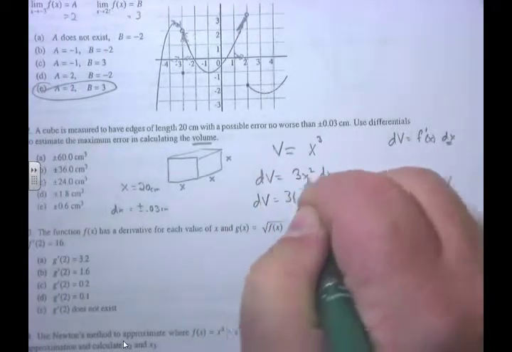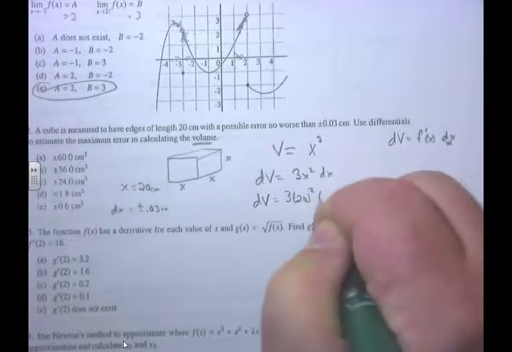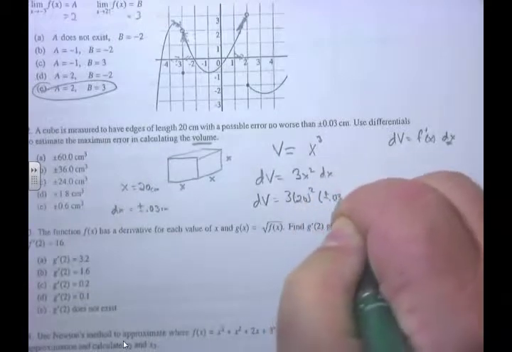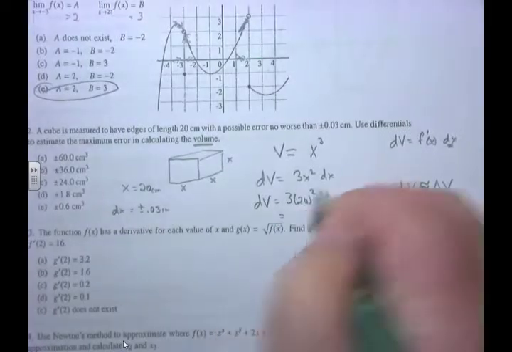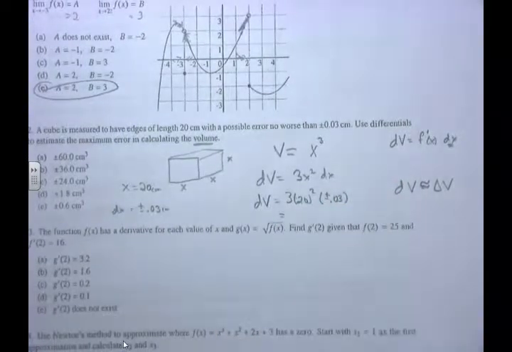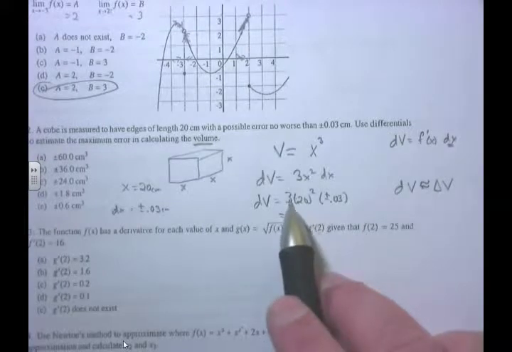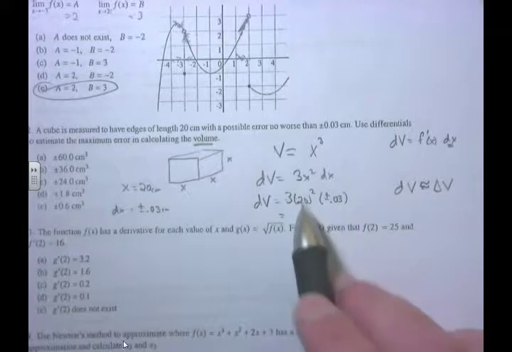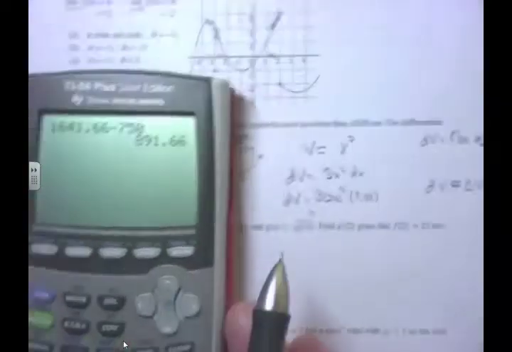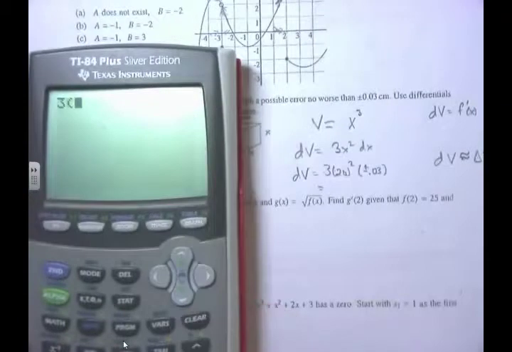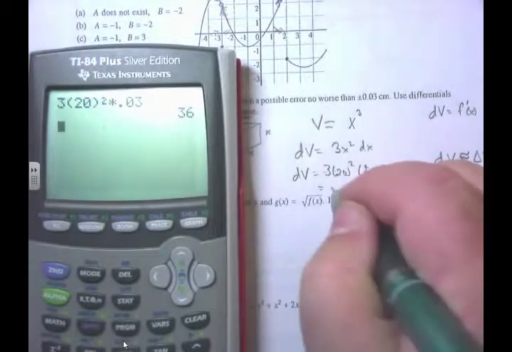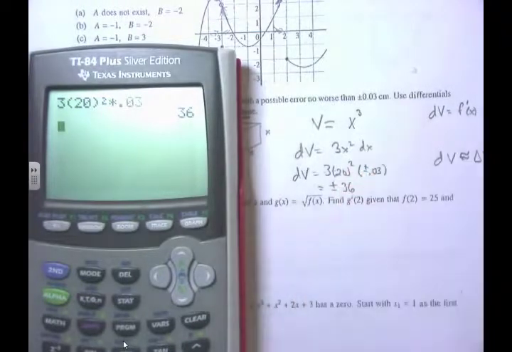So dV would be equal to 3 times x, which is 20, squared, times, officially, plus or minus the 0.03. And so, 20 squared is 400. 400 times 3 is 1200, times 0.03. Well, I can do even better than that. 3 and 0.03, that'd be 0.09. Well, by this time I can use a calculator. All right, so here we go. 3 times 20 squared times 0.03. Plus or minus, I get plus or minus 36. And what would this be? What would my units be? Just in case this is a free response question.